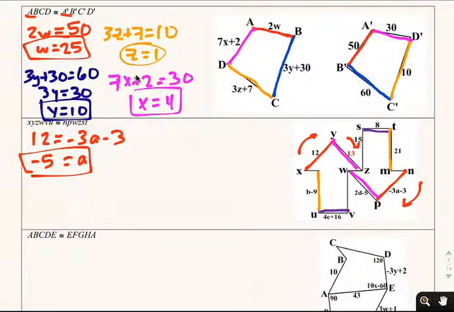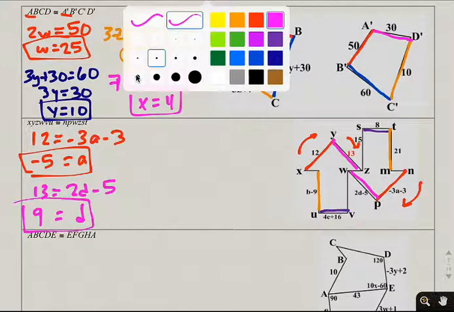Pink? Okay. So pink we have 13 is the same as 2d minus 5. Which will make d, once we kick the 5 over, 18. 9 and 9 make 18. Yeah, okay, so d is equal to 9, which has some kind of nice little symmetry going on there.